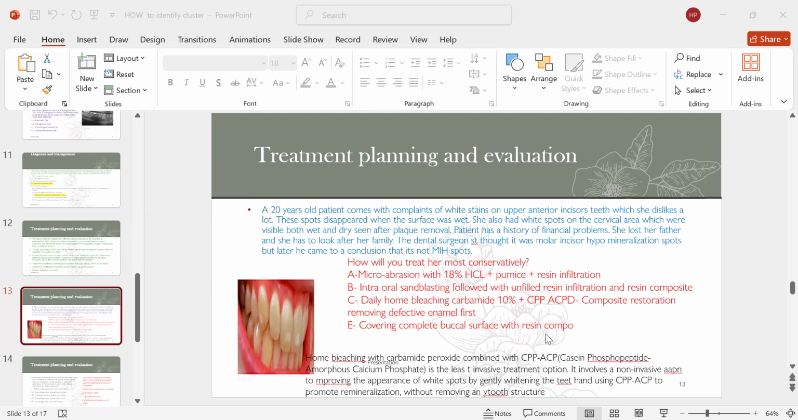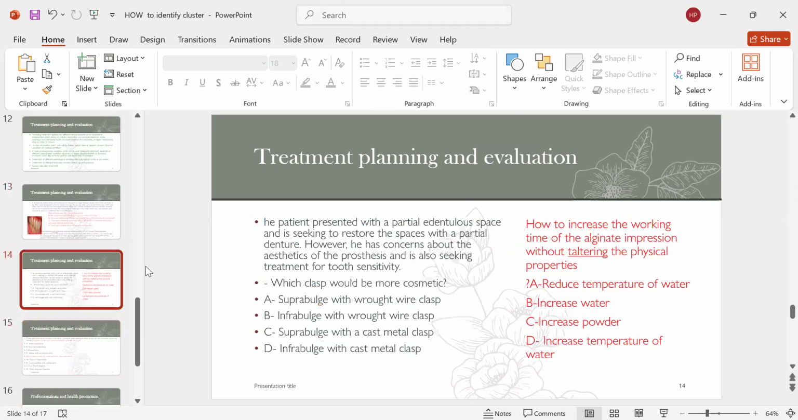CPP-ACP will provide the minerals to the tooth structure. Is it going to be more conservative? The bleaching is going to be more conservative, right? You are not going to do the preparation. Yes, Dr. Hansa, C is the correct answer.